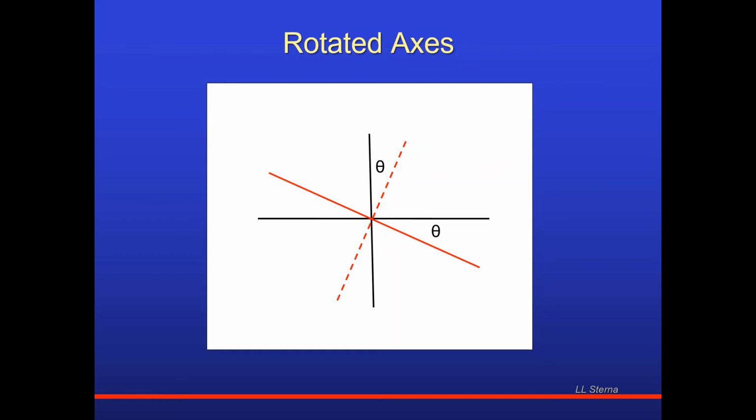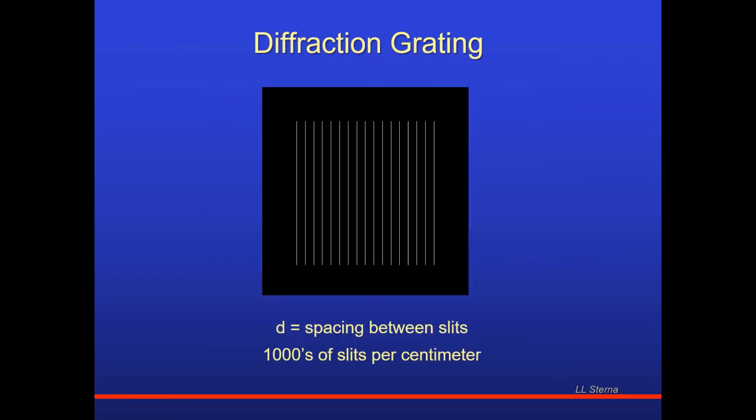But here's another point. In order for the slits to diffract the light, they need to have very small openings. We only have two small openings. Not much light's going to come through. What we can do is use something called a diffraction grating. That's the subject of this video. The diffraction grating has thousands of slits per centimeter.